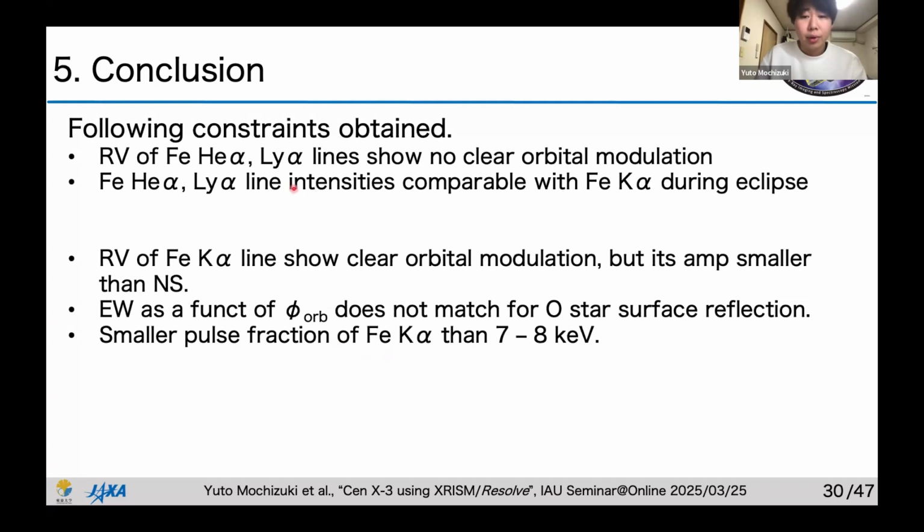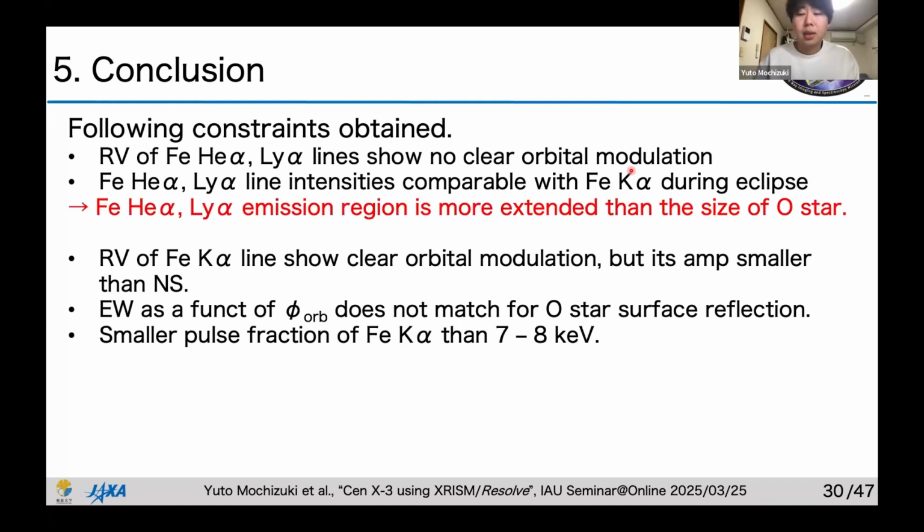And we constrained the following things. The radial velocity of helium alpha showed no clear orbital modulation, and the intensity is comparable to iron K alpha during eclipse. It suggests that these ionized emission line regions are more extended than the size of the O star.